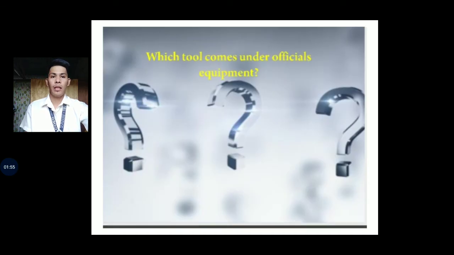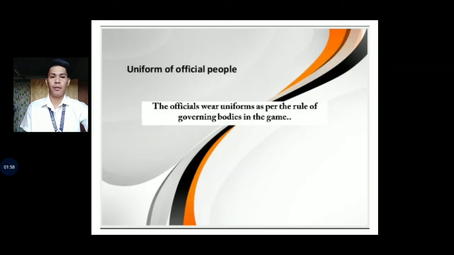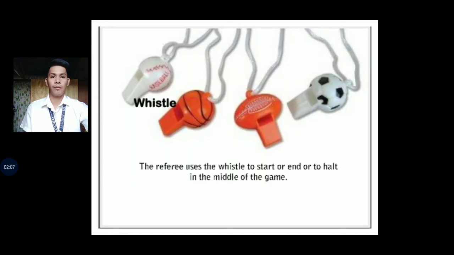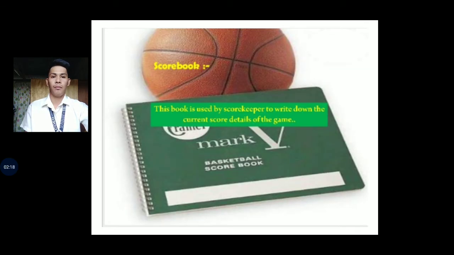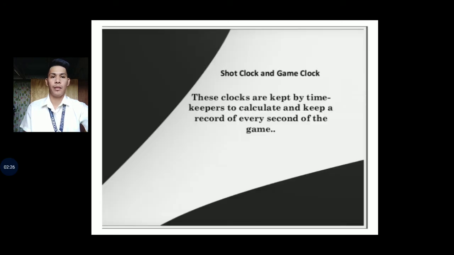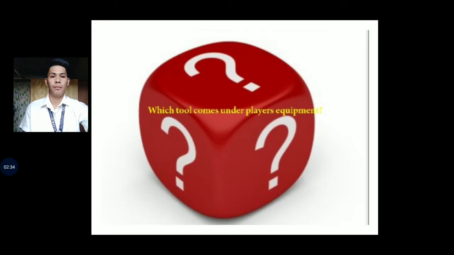Which tools come under the official equipment? Uniform of official people. The officials wear uniforms as per the rules of the governing bodies in the game. Here is the whistle. The referee uses the whistle to start, end, or halt in the middle of the game. Next, scorebook. This book is used by a scorekeeper to write down the current score details of the game. Shot clock and game clock. These clocks are kept by timekeepers to calculate and keep a record of every second of the game.